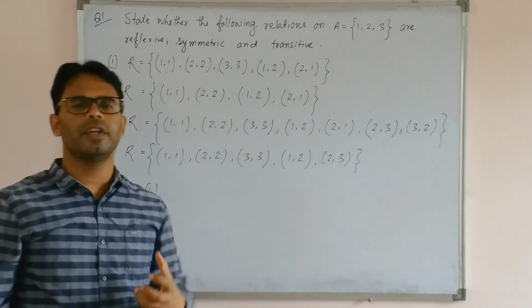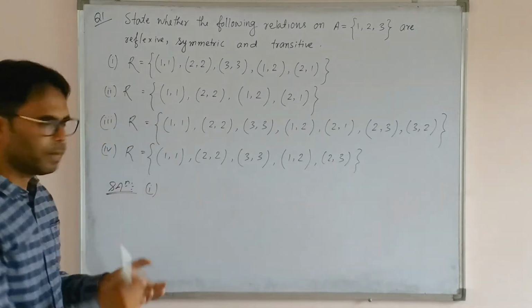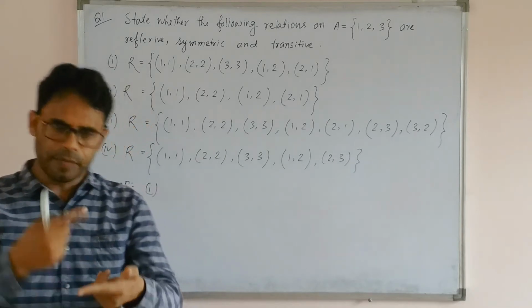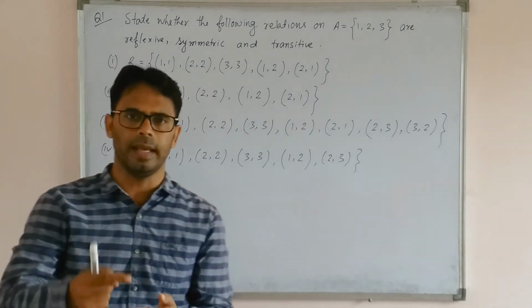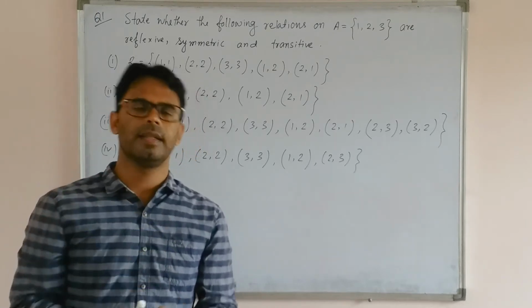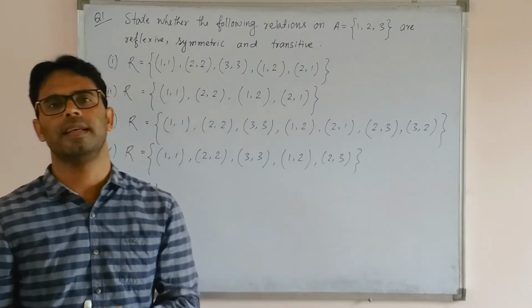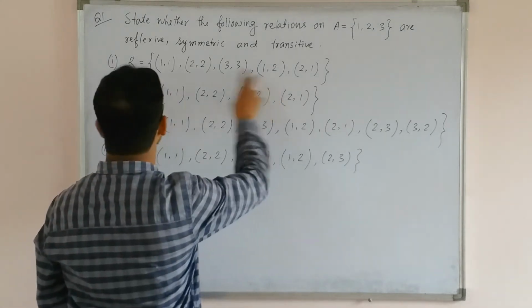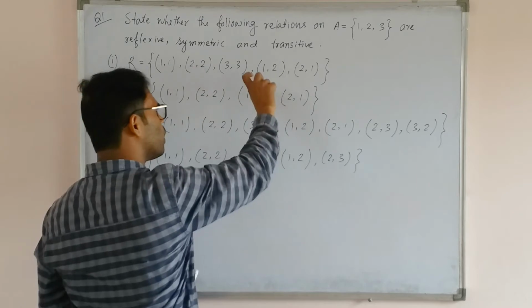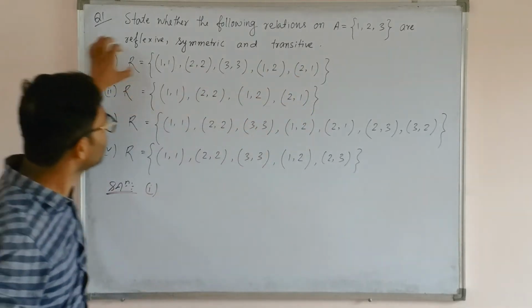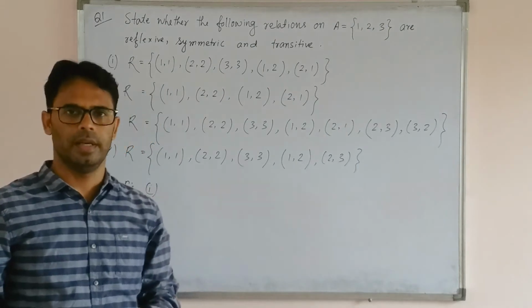Then symmetric relation, when is it symmetric? Whenever (a, b) belongs to the relation R, then the reverse ordered pair, that means (b, a), is again in R, then we say that the relation is a symmetric relation. And here you see the pair (1, 2) is contained in the relation R, and the reverse ordered pair (2, 1) is also in R. Therefore R is also a symmetric relation.